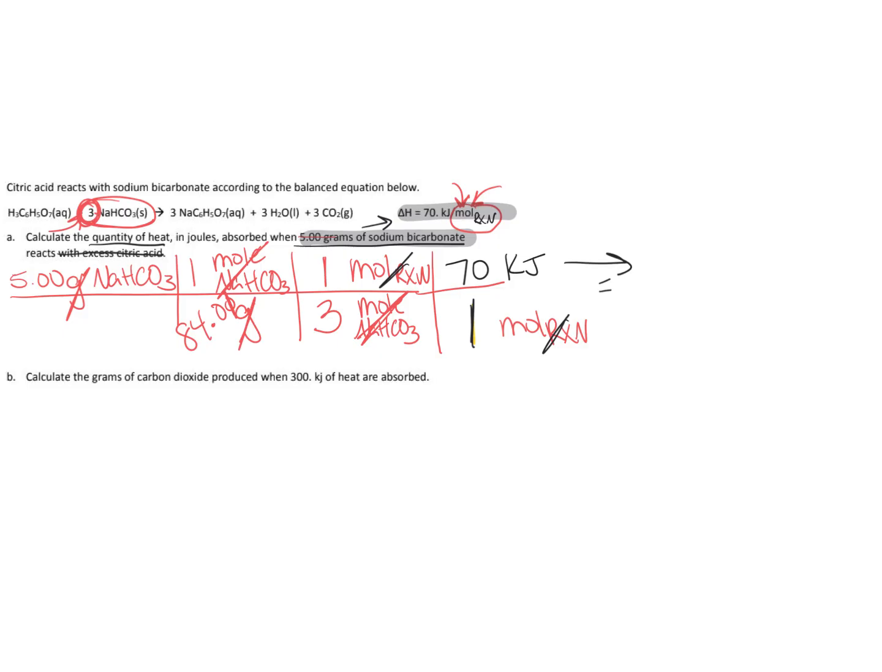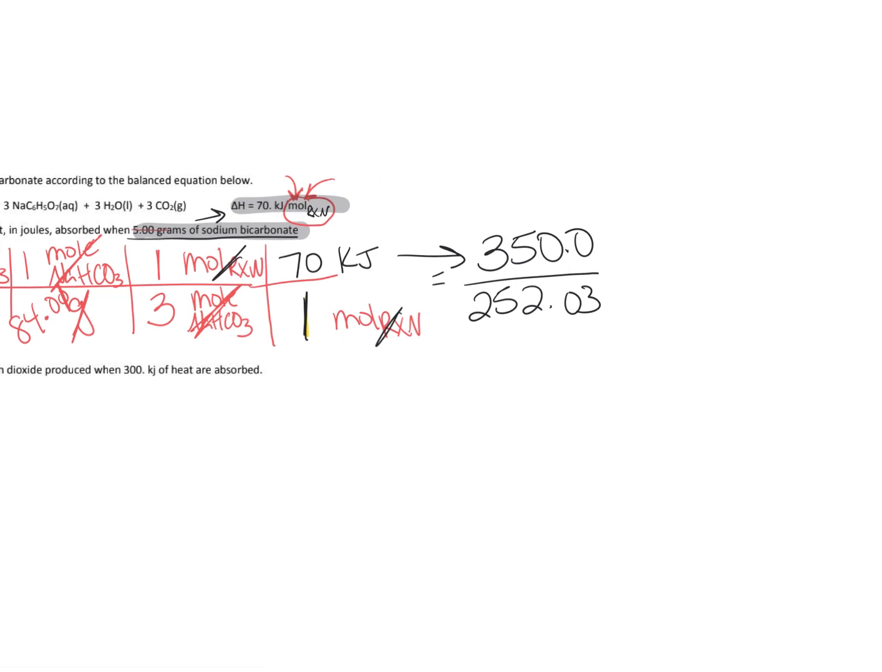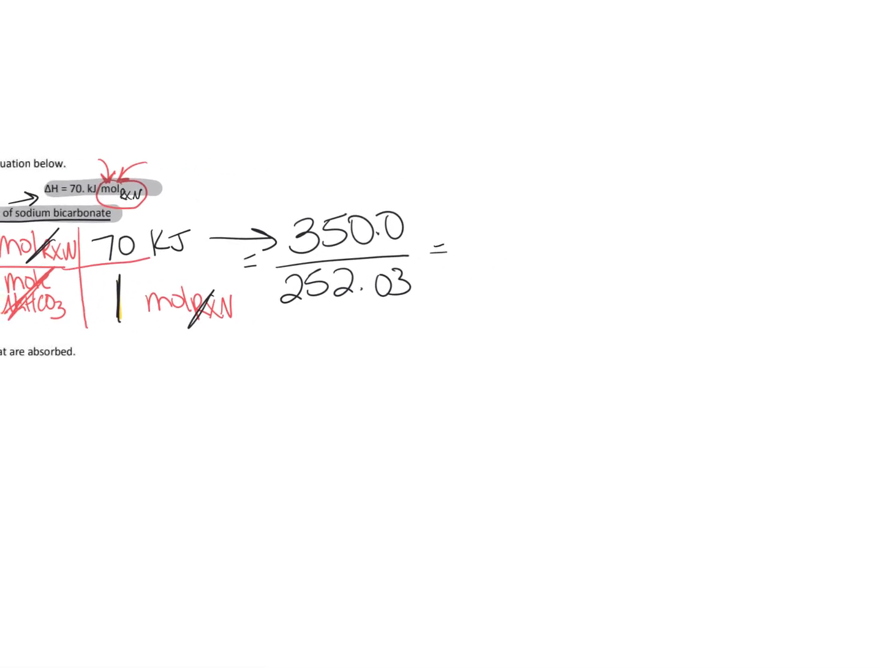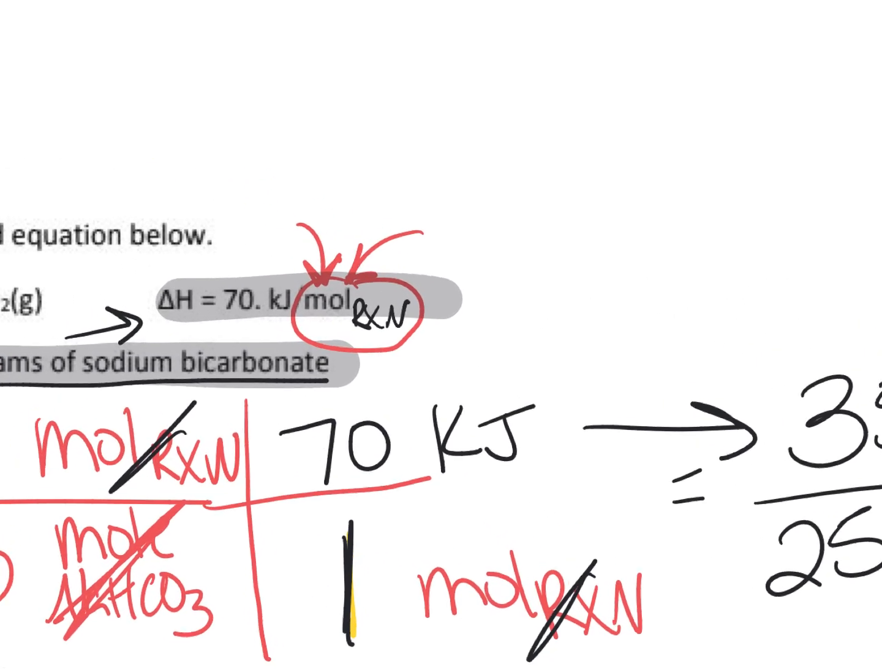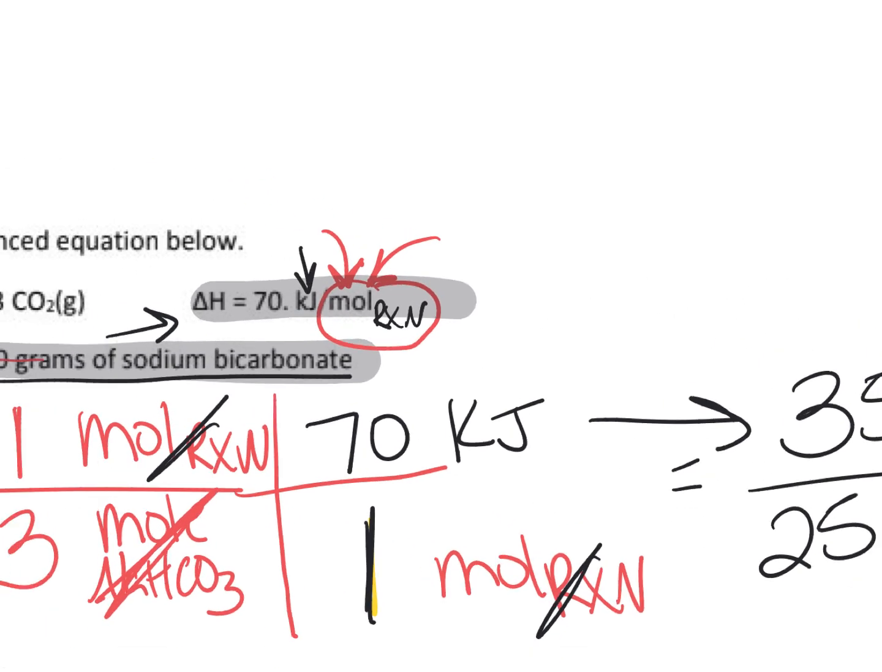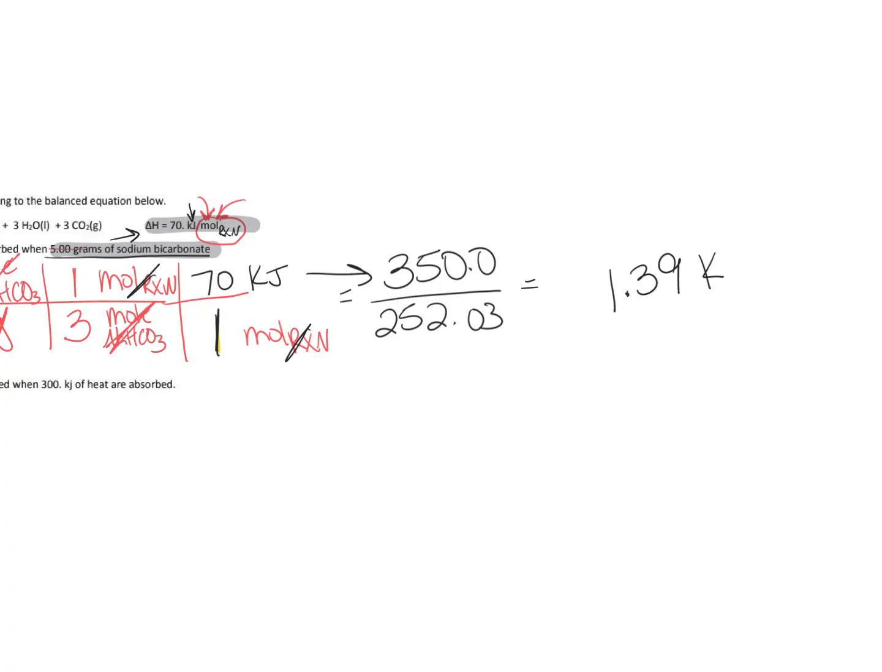All right, so now we're going to multiply the top. So we're going to do 5 times 1 times 1 times 70. That should give you 350. We're going to multiply the bottom, 84.01 times 3. That's going to give you 252.03. And if we divide those two, you will get 1.39. Now, what's our units? Look at that constant. That constant that we just used is kilojoules. So our answer is kilojoules.